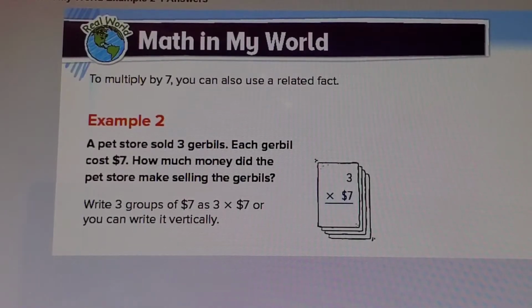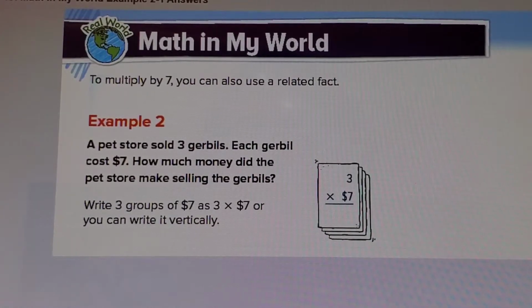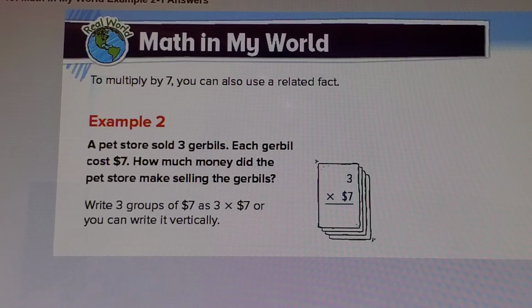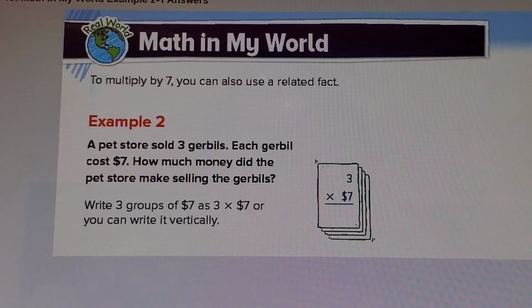Math in My World, example 2. A pet store sold 3 gerbils. Each gerbil cost $7. How much money did the pet store make selling the 3 gerbils? Write 3 groups of $7 as 3 times 7, or you can write it vertically, like they do in the flashcards, right here.